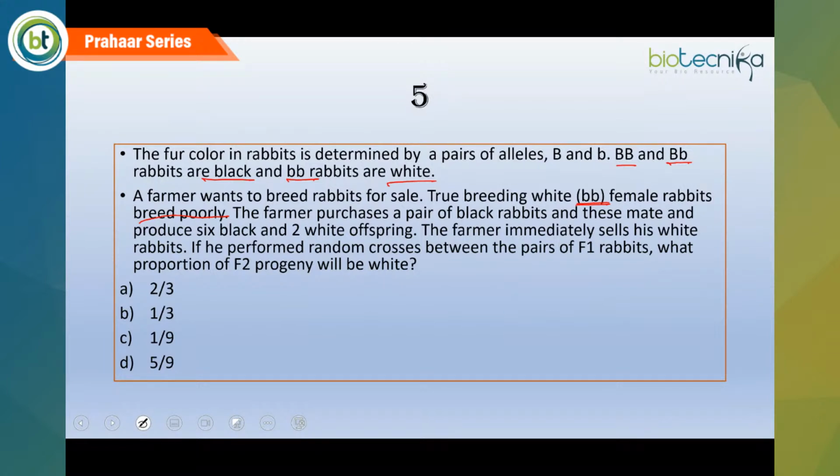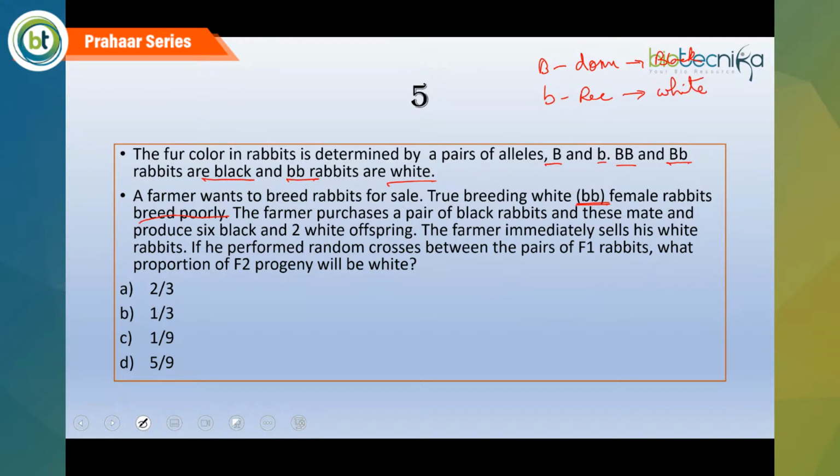Now, let me break down the question for you all. Here we are talking about fur color of rabbits. The fur color is controlled by gene B, which has 2 alleles, capital B and small b. Capital B is dominant and it codes for black color. Small b is recessive and it codes for white color.